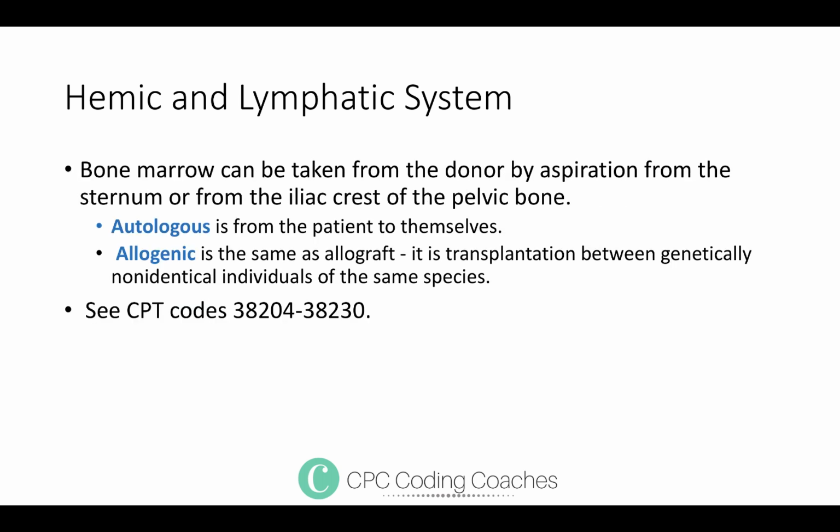Bone marrow can be taken from a donor by aspiration from the sternum or from the iliac crest, which is the pelvic bone. Autologous is from the patient. Remember, auto means from themselves. Allo is the same as allograft. It is a transplantation between genetically non-identical individuals of the same species. See CPT codes 38204 through 38230.